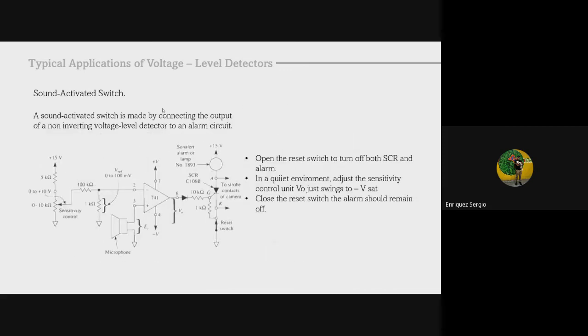A zone-activate switch is made by connecting the output of a non-inverting voltage level detector to an alarm circuit. The procedure to arm the zone switch is as follows. Open the reset switch to turn off both the SCR and the alarm. In a quiet environment, adjust the sensitivity control until the output voltage swings to saturation voltage. Close the reset switch; the alarm should remain off.